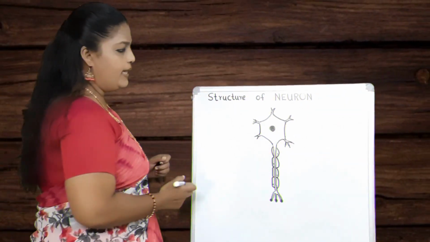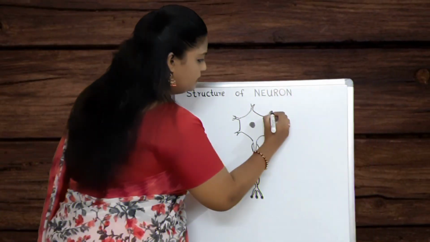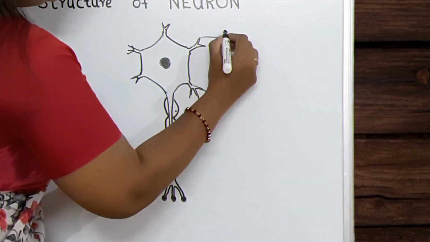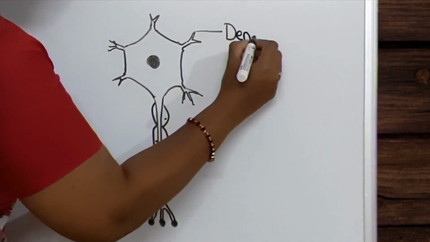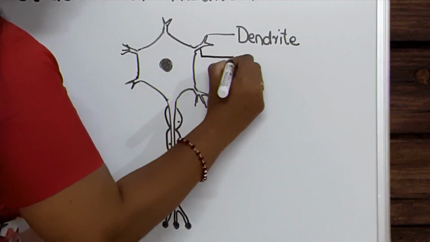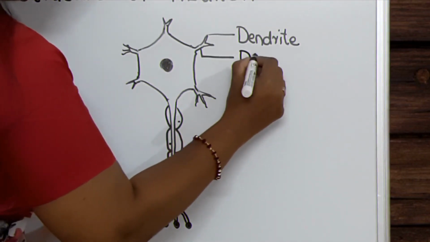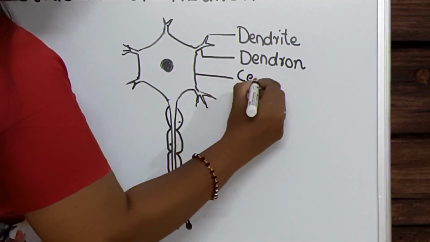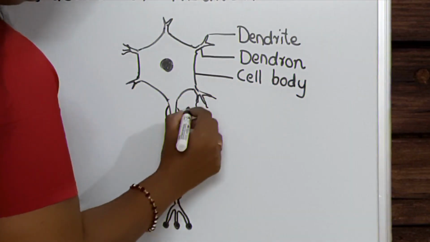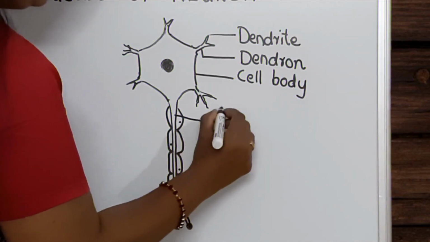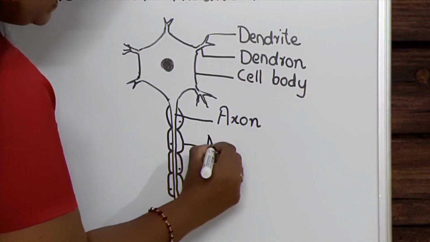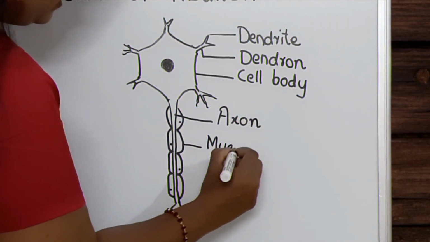Now we can label the parts. The minute branch is called dendrite. The short branch is called dendron. The middle part is known as cell body. The longest branch is called axon. The covering is known as myelin sheath.